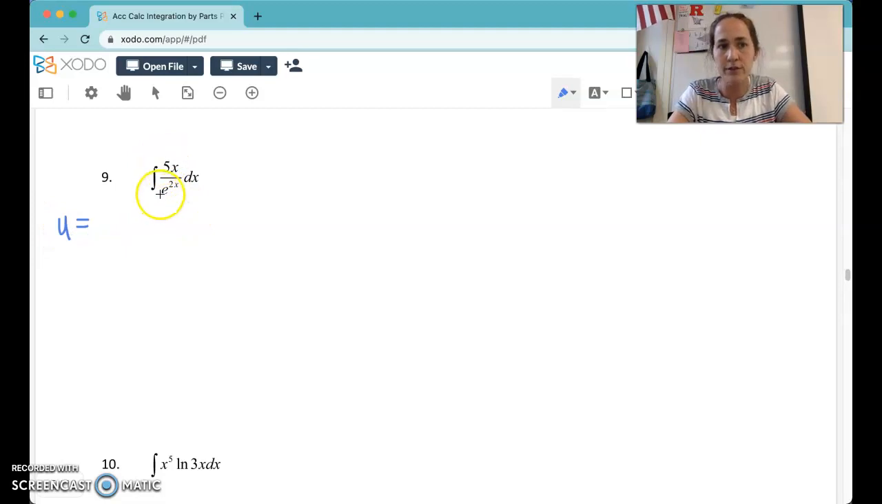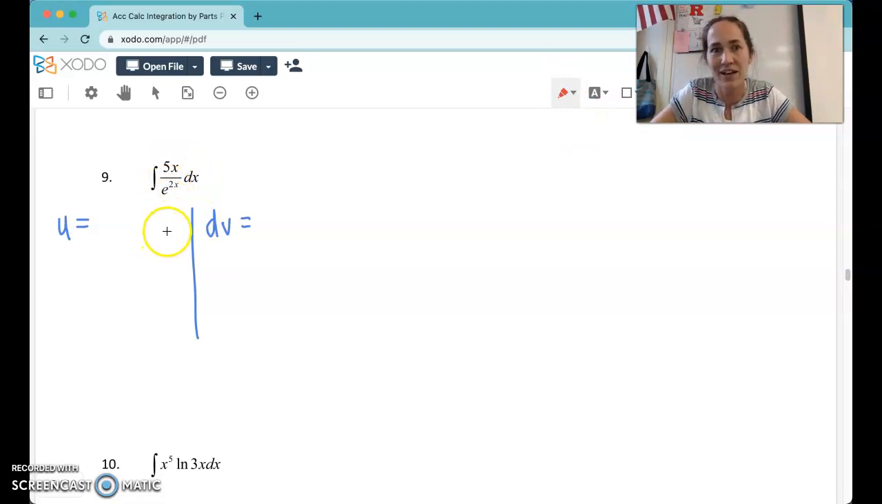So you have a 5x, you have an e to the 2x. We have to think of which one would be wise to call u and which one would be smarter to call dv. So what do you think? Which one gets simpler by integration? I feel like the e to the 2x is always the part that's a little bit more complicated. It doesn't really get simpler by integration, but don't forget that it's on the bottom of a fraction. So I'm going to scoop up the 1 over e to the 2x and call that dv.